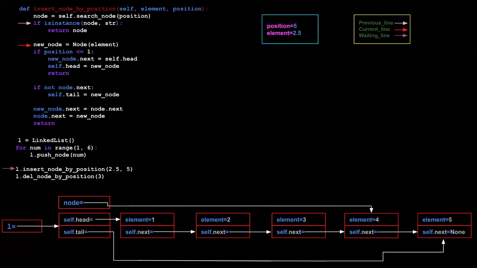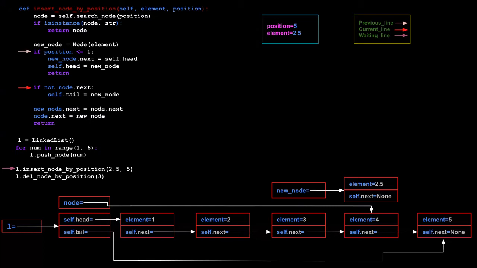And you will see two boxes appear at the bottom. There it is, the box that contains the pointer new node that points to the node that has a value 2.5 and a field equal to none. And we say at this line, if position is less than or equal to 1. In this case, position is 5, so we don't go inside this if statement. We continue to the next line.